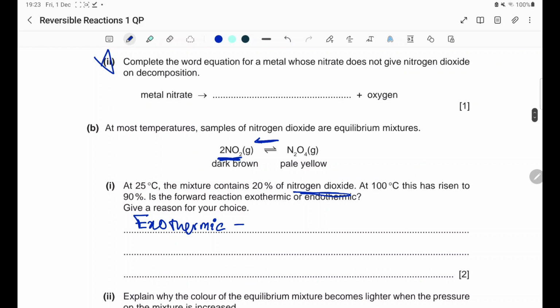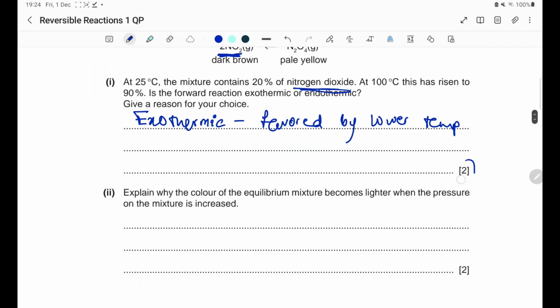And how is it exothermic? Always, your straightforward reason is that it is favored by lower temperatures. Obviously, if your backward reaction is endothermic, it is favored by high temperatures, which means that your forward reaction will be exothermic, which is favored by lower temperature. So 2 marks for saying exothermic, second mark for saying that it's favored by lower temperature.